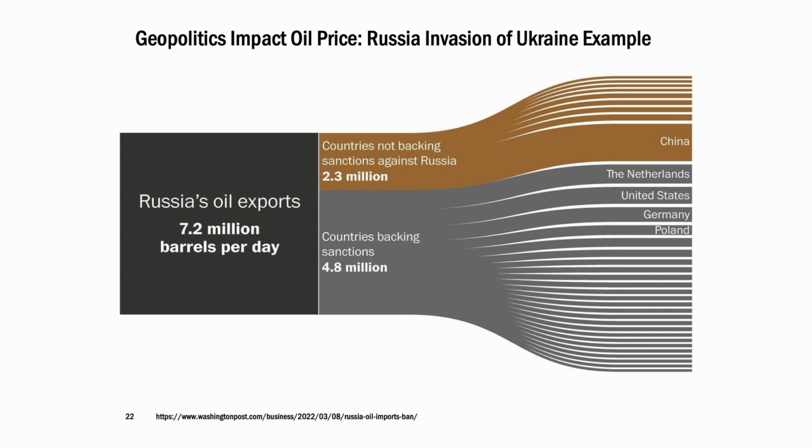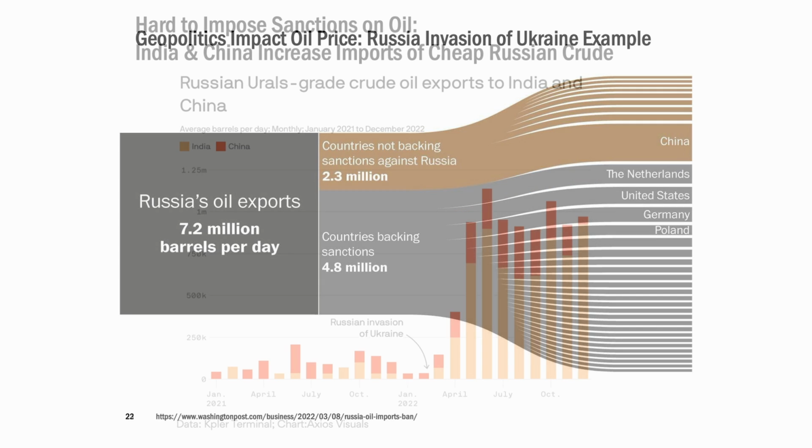So just to take a step on geopolitics, for Russia's invasion of Ukraine, one of the things Europe tried to do was to put sanctions on Russian oil. It is a very challenging thing to put sanctions on a global commodity like this. And so you can see there are countries that are backing the sanction, countries that are not. What does this lead to?